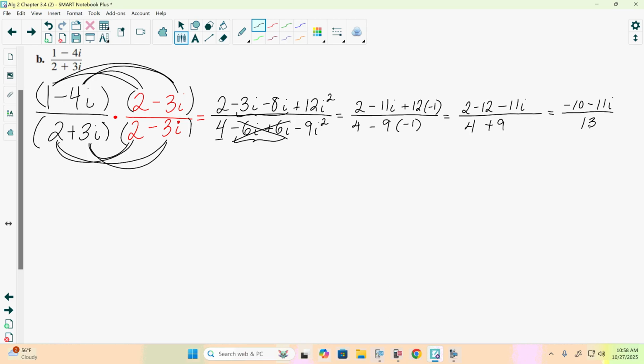And once we finish simplifying, we get negative 10 minus 11i over 13. Now we can split that up into its two fractions, negative 10 over 13 minus 11 over 13 i.